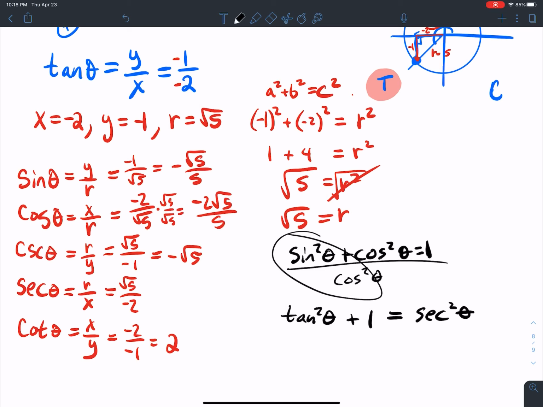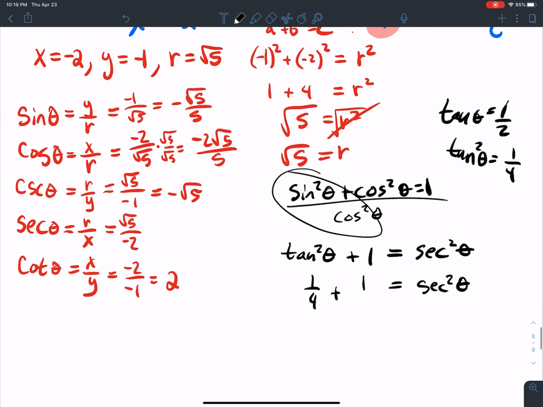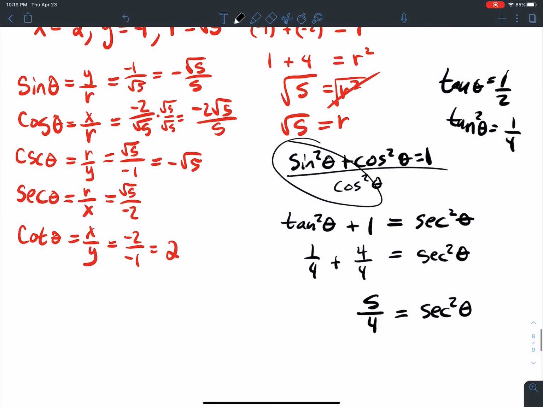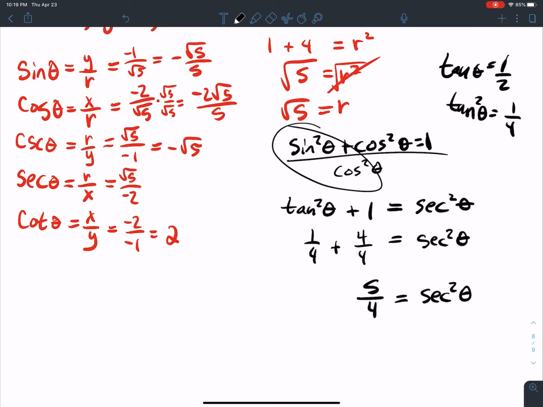So I know I was given that tangent theta was equal to 1/2. So tan squared theta is equal to 1/2 squared, which is 1/4. So that's 1/4 plus 1 equals secant squared theta. And so what is that? That's 5 over 4 equals secant squared theta. Okay, let's just take the square root.